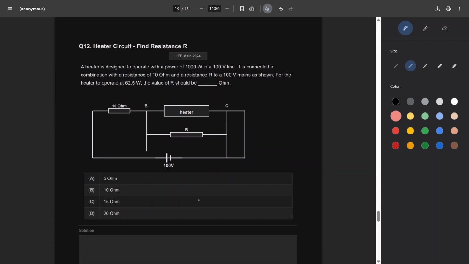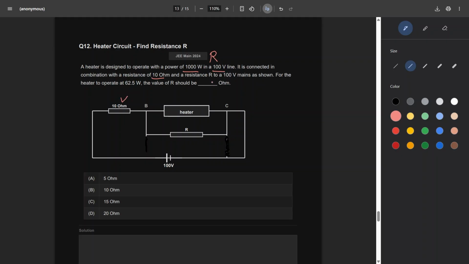Next we have, I think this won't be here. Just excuse this. What we have here? Designed to operate at 1000, you see, with a 100-volt line. Okay. So we have its resistance connected in combination with a resistance of 10. We have 10 here.